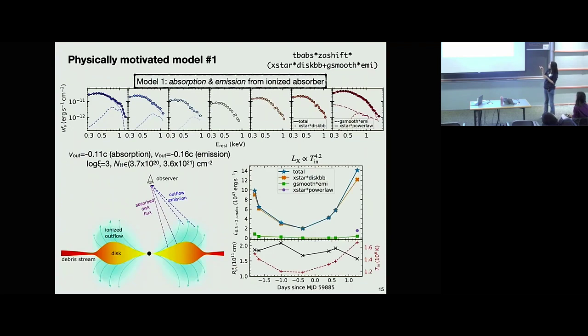And in order to have this very large amplitude total flux change, we need the disk temperature. We're seeing that the disk temperature is changing very rapidly, and the luminosity is correlated with the change in temperature. So this is the first model.